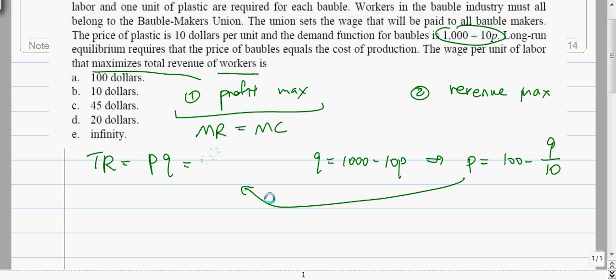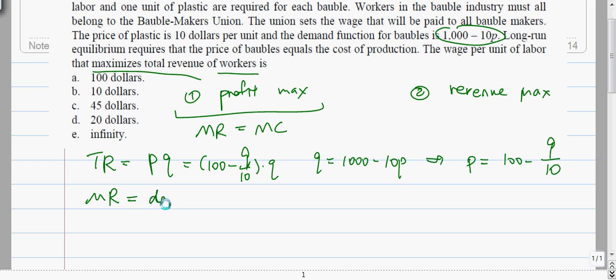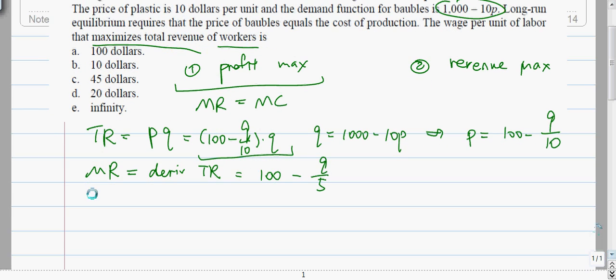So it's 100 minus Q over 10, this is times Q, and then we differentiate to get this. So we find the derivative of TR, which is 100 minus Q over 5. But that's part one. That's one part of part one.